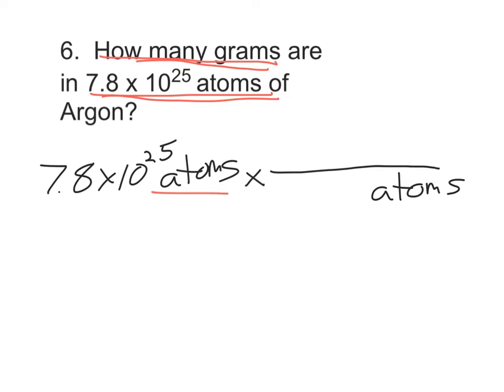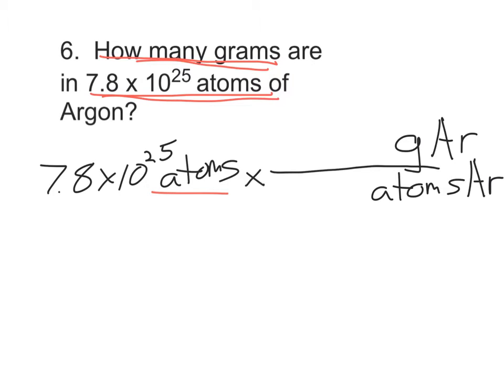And then I take the unit that I'm looking for. In this case, they said how many grams, and I put that on top. I like to include the chemical; in this case, I'm talking about the chemical argon. If there's grams involved, or molecules involved, I have to look my numbers up on the periodic table.